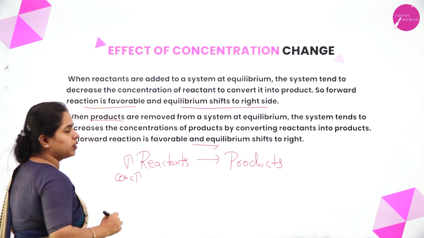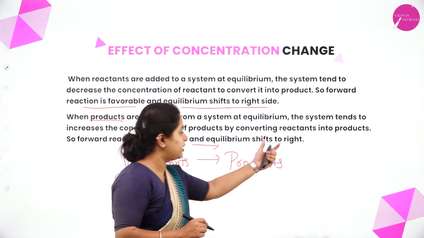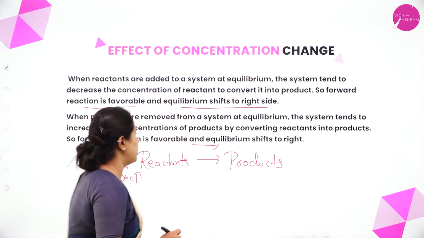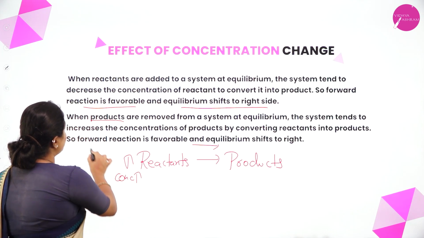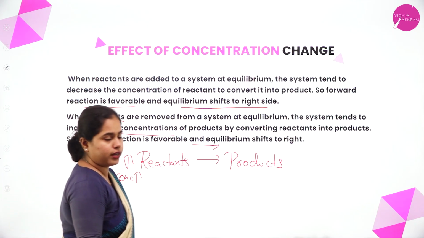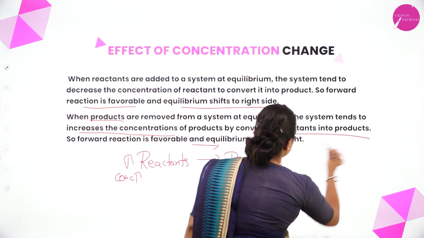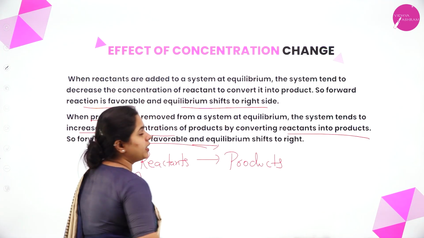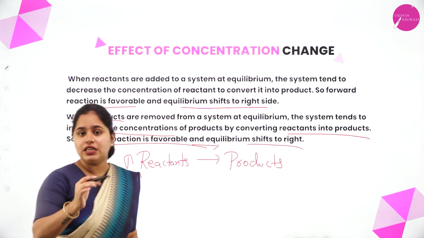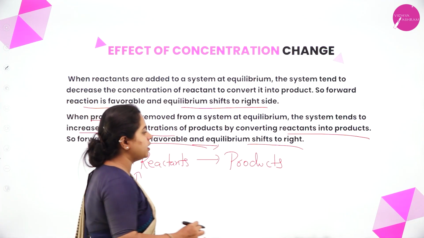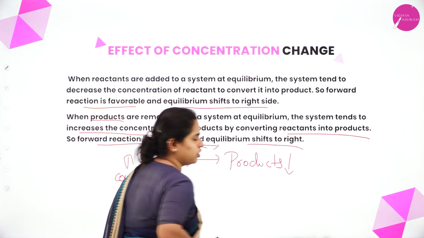Now let's take the opposite condition. When products are removed, when we are decreasing the concentration of the products from a system at equilibrium, the system tends to increase the concentration of the products by converting reactants into products. So again, the forward reaction is favorable and the equilibrium will shift to the right.